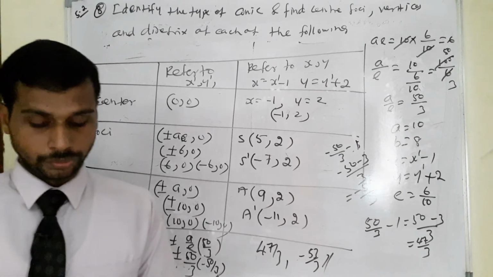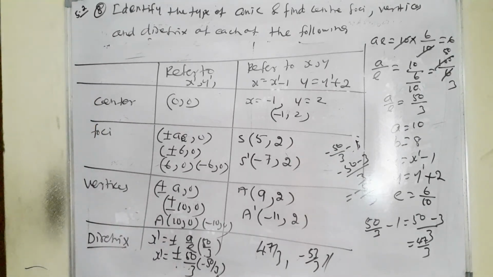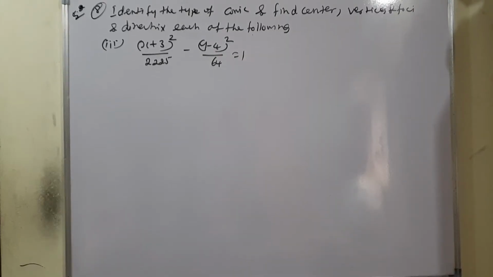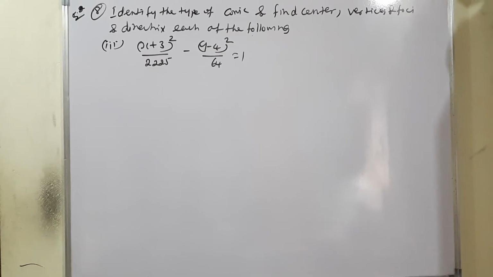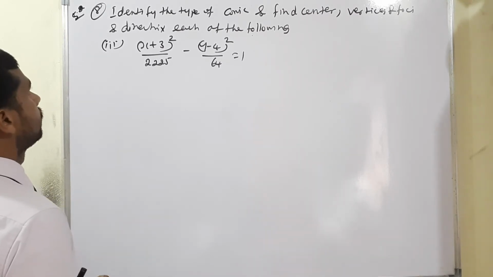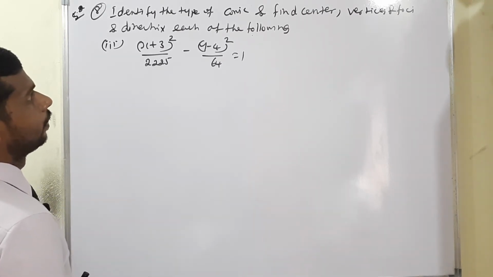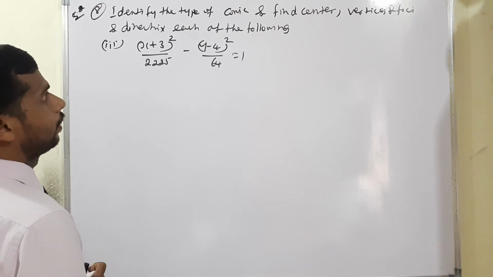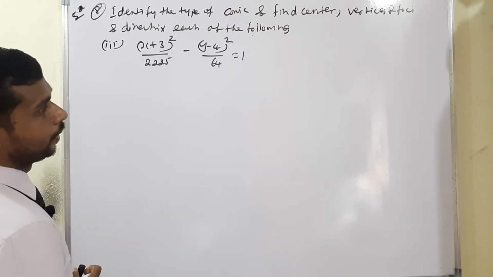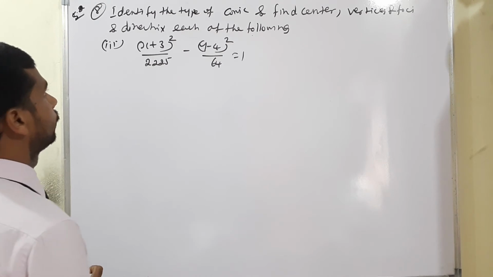I am moving to subdivision 3rd, from question number 8. Identify the type of conic. First we have to identify. After getting the type, we need to find out center, vertices, foci, directrices.